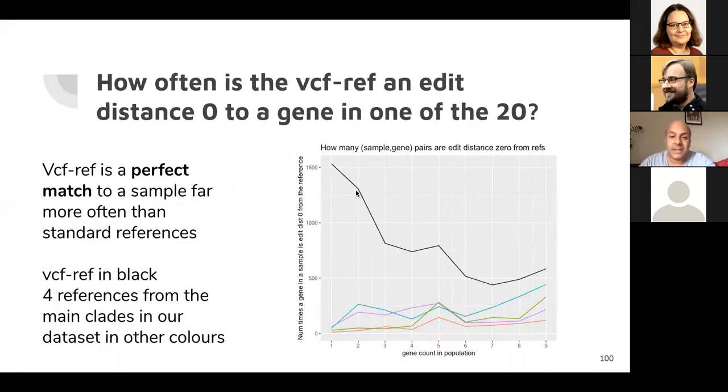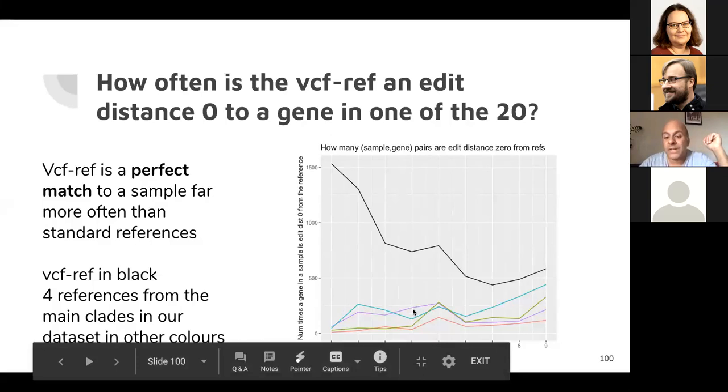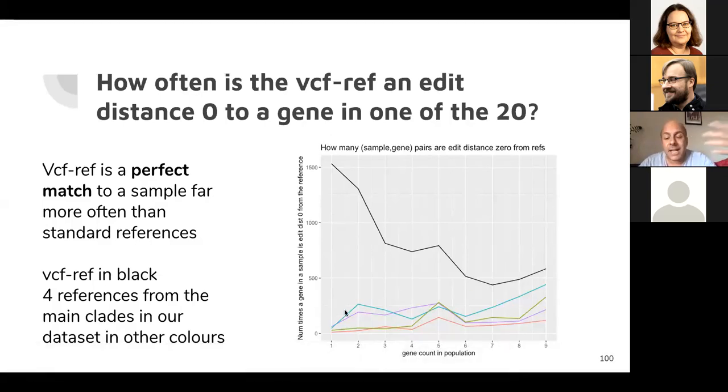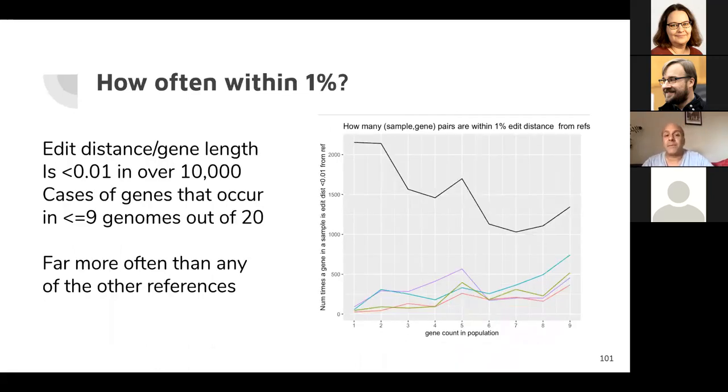And then over here, this is the number of times, in genes that occur twice, the reference is perfectly the same as a sample. And if you compare that with these 4 references, which are 4 references from the 4 major clades of our data set, it happens far more often using our reference. So we've basically managed to find a way to move closer to our samples. If I just ask, instead of being a perfect match, to be within 1%, so that most of the things you were describing should be SNPs, then again, it's far more often.